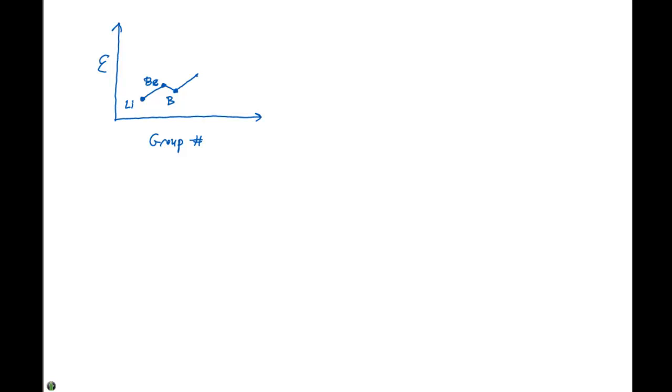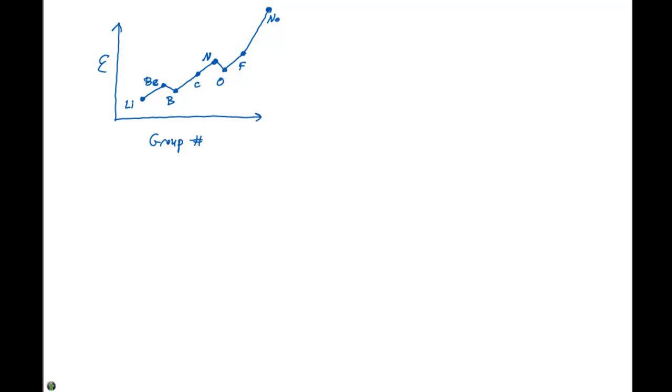Then it will increase again as we go to carbon, then up to nitrogen. We're going to see another drop when we go down to oxygen. Then it's going to increase when we go to fluorine, and then neon kind of goes off the charts. So the question is, why do we see this type of trend in ionization energy? It can be explained if we look at the electron configuration.